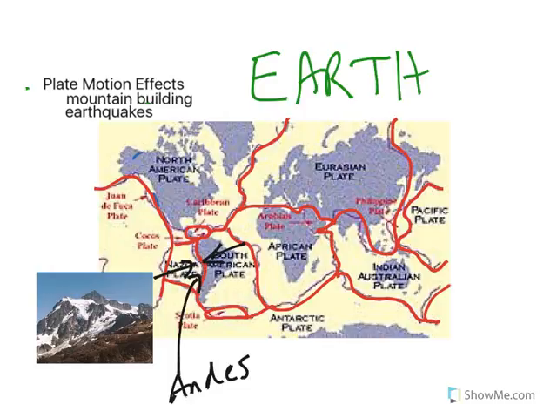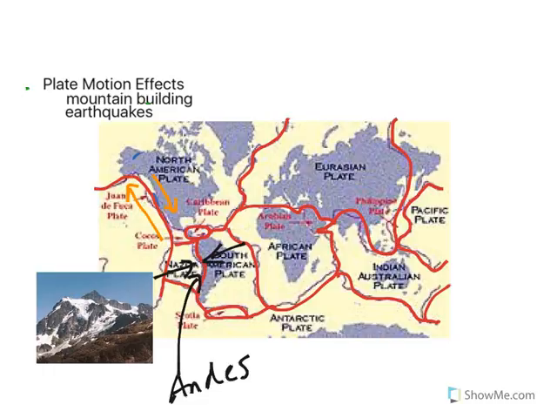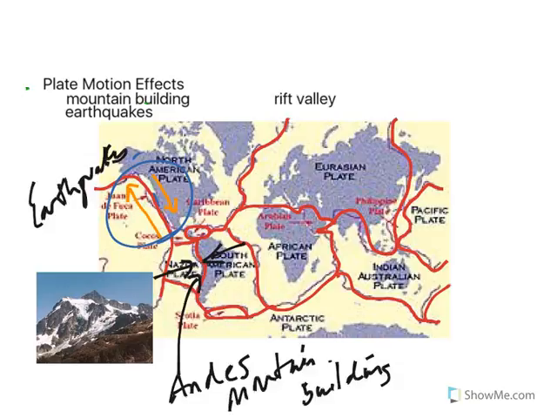Another effect is earthquakes. Now when two plates rub against one another, you create earthquakes, which is very common in the San Francisco region of the United States. So the rubbing of plates generates earthquakes.